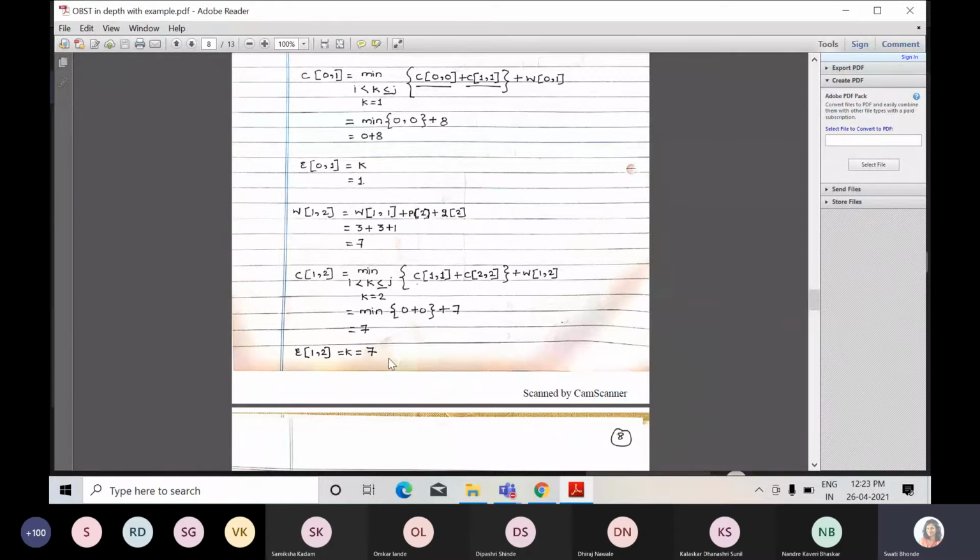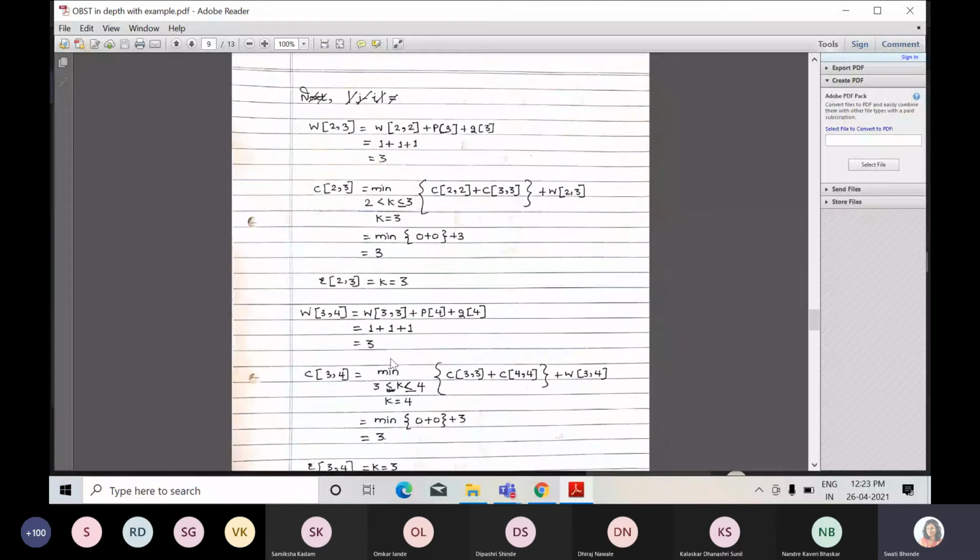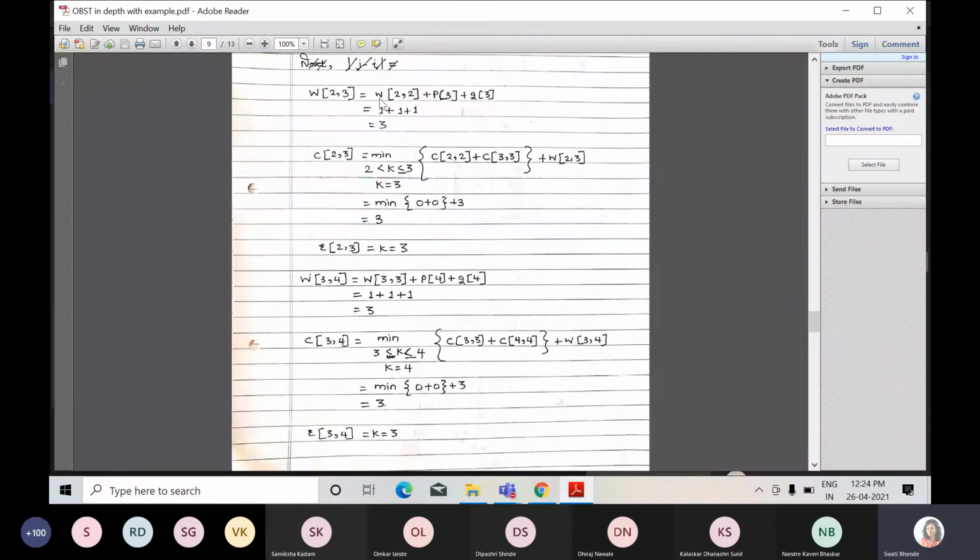आता पुढे W of 2 3 फाइंड करायचं. पुढे W of 2 3 कसं फाइंड करणार, W of 2 3 सांगा ना रे पटपट. How you will find W of i comma j equal to W of i comma j minus 1 ना. j minus 1 घालतो ना आपण. So what will be 3 minus 2? 3 minus 2 will be 2 ना.